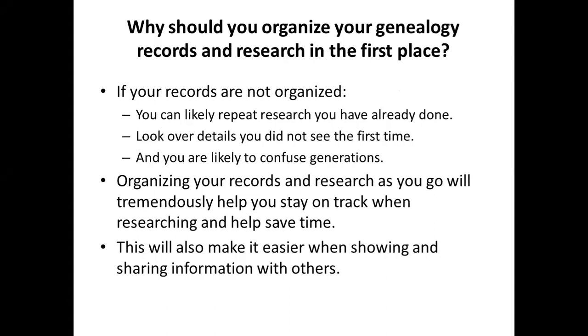If your records are not organized, you can likely repeat research you've already done. Very often you'll look over details you didn't see the first time, and you're likely to confuse generations, especially since a lot of times you'll find children named after their grandparents, especially males. So that means that they're not a junior, but they'll have the exact same name. So organizing your records online will help you keep those generations separated.